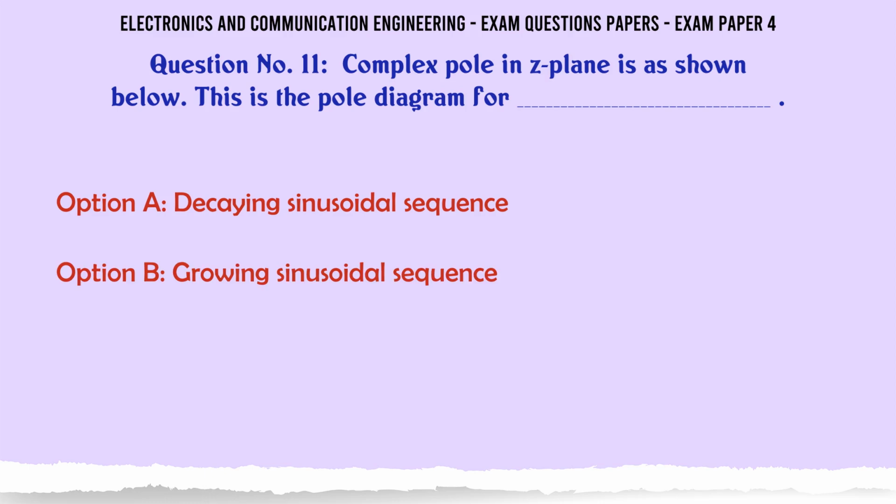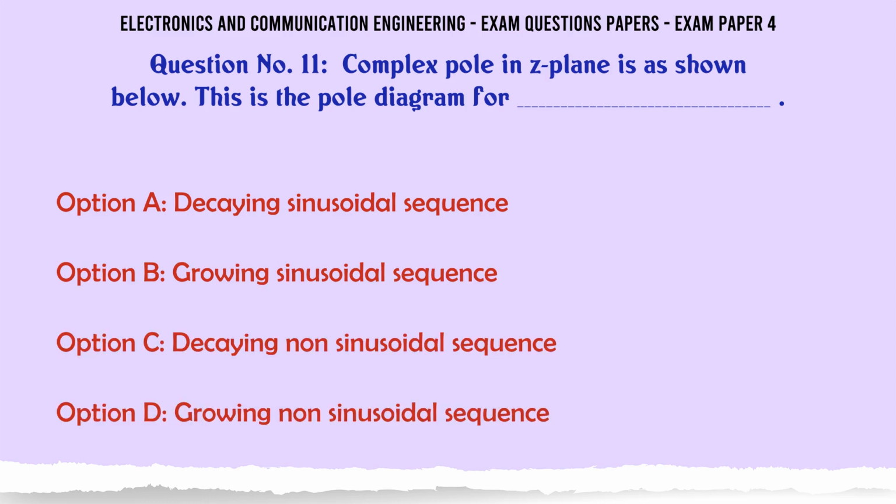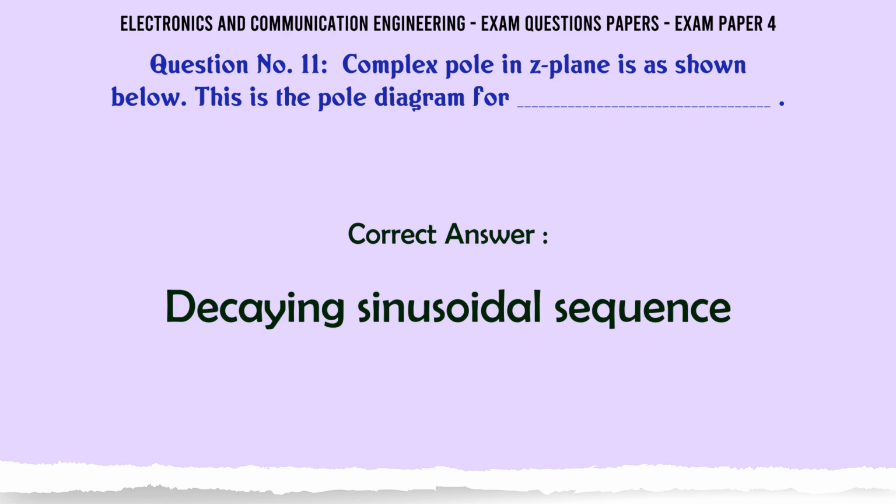A complex pole in the Z-plane is as shown below. This is the pole diagram for A. a decaying sinusoidal sequence, B. Growing sinusoidal sequence, C. Decaying non-sinusoidal sequence, D. Growing non-sinusoidal sequence. The correct answer is decaying sinusoidal sequence.